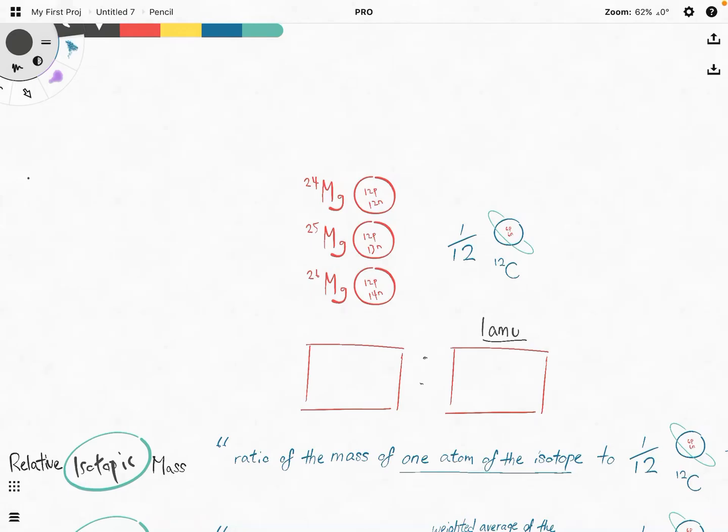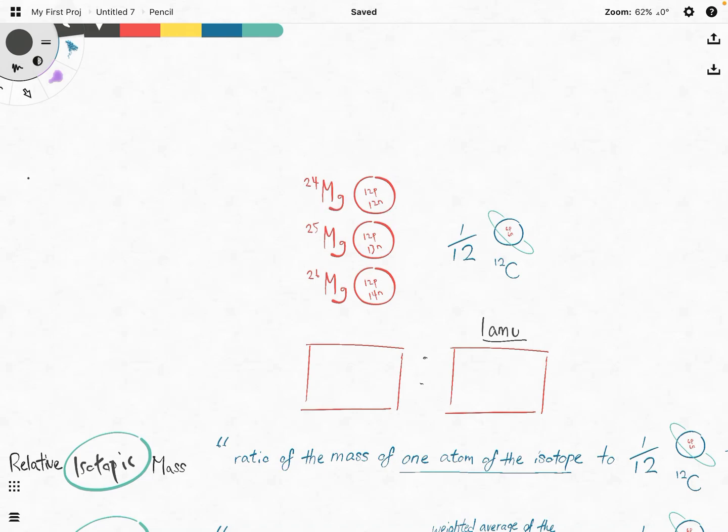Hi everyone, in our previous video, we talked about what relative isotopic mass is all about. When we talk about relative isotopic mass, we are just looking at the ratio of the mass of just one of the isotopes of a particular element to the mass of 1/12 of a carbon-12 atom. So, the relative isotopic mass of magnesium-24 is just 24. And that of magnesium-25 is 25, magnesium-26, 26.